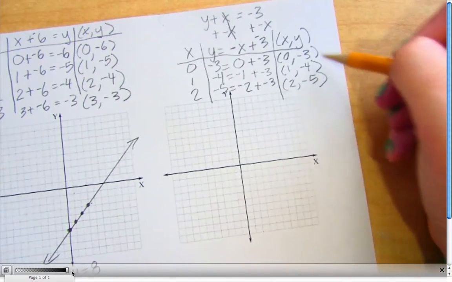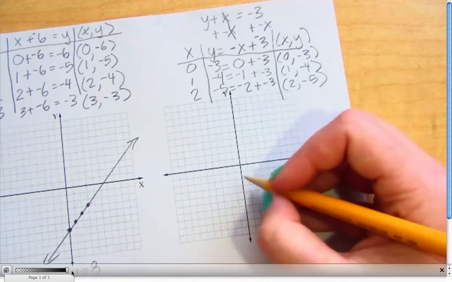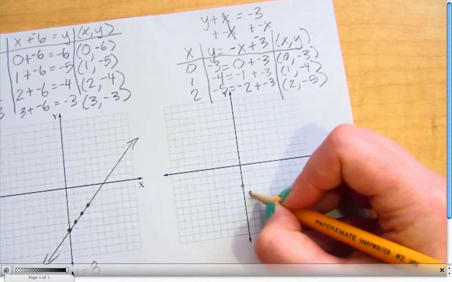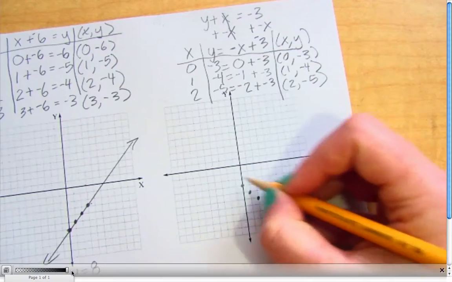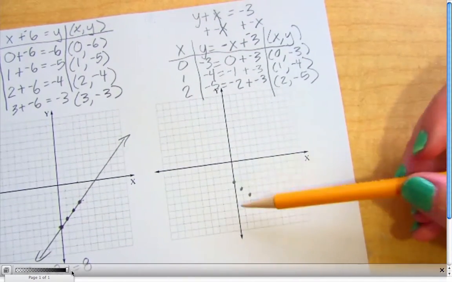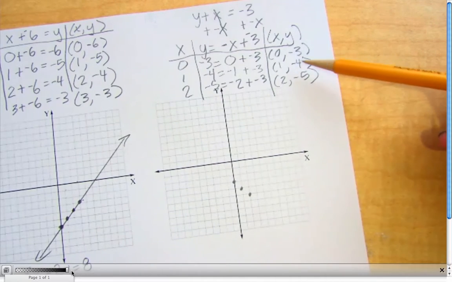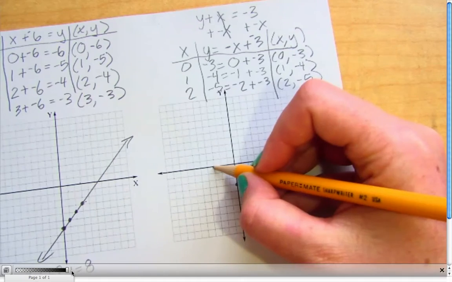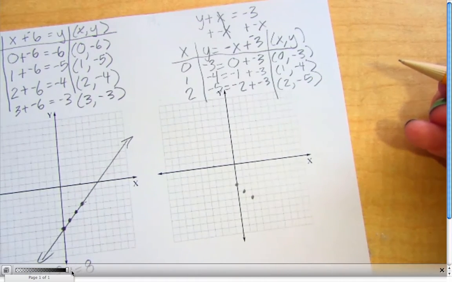So I've gotten my 3 points. I'm going to plot them on here. So 0, negative 3, 1, negative 4, and 2, negative 5. And look to see if they make a line. If they don't make a line, what you should check first is that you plotted the points correctly. A lot of times when you have a 0, people will make a mistake of coming out here and doing it in the wrong axis.